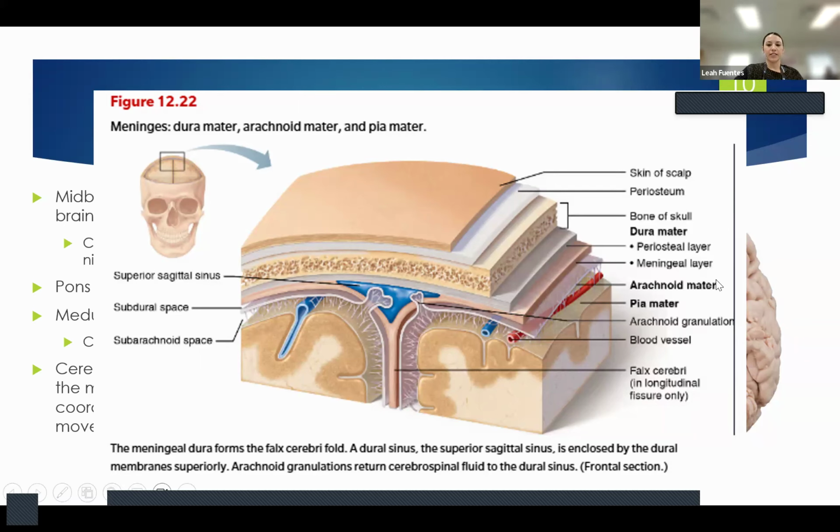So starting again, let's start deeper. So again, we have our brain. We're going to start at the pia mater. This is the innermost membrane, and it's the thin membrane which contains many nerves and blood vessels to nourish the underlying cells of your brain and spinal cord.